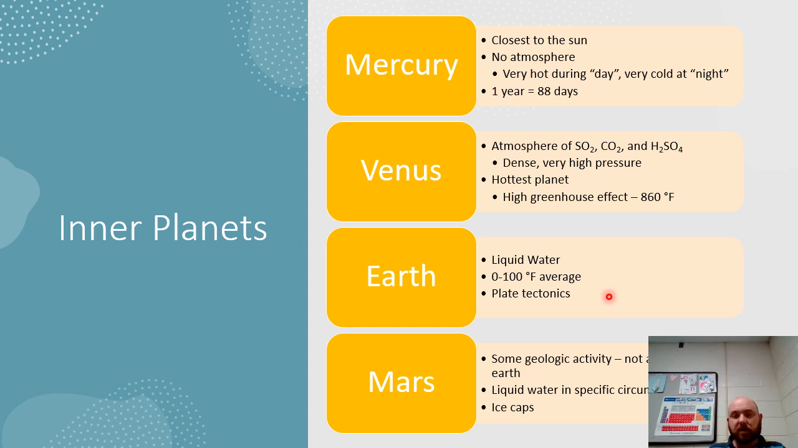And again, Earth is very unique, and it is the only planet that we recognize this much tectonic activity on. And then finally, we have Mars down there, where there is some geologic activity, but not as much as Earth.